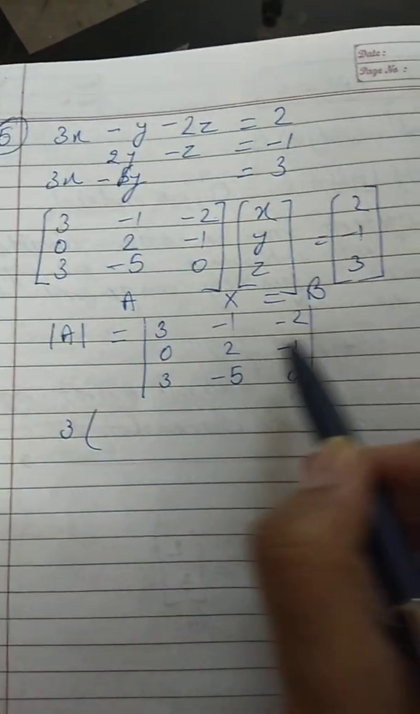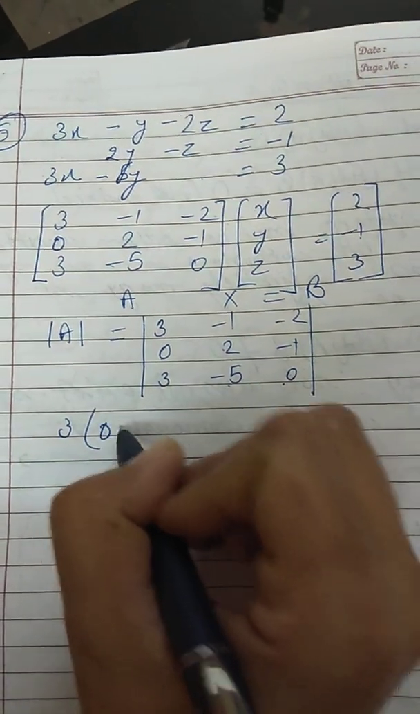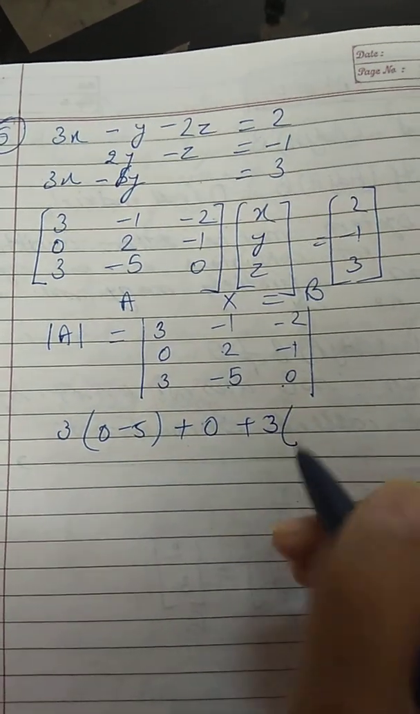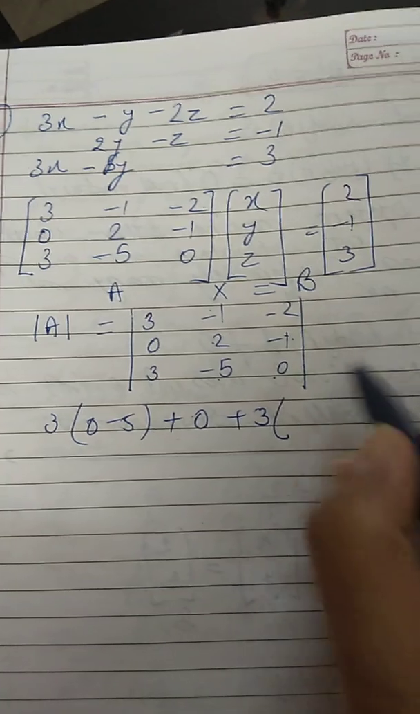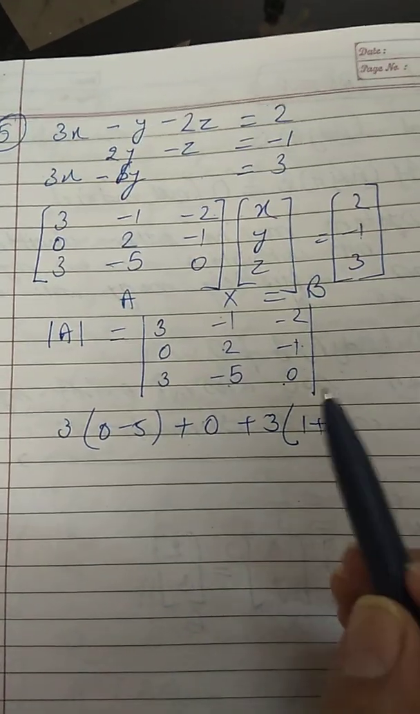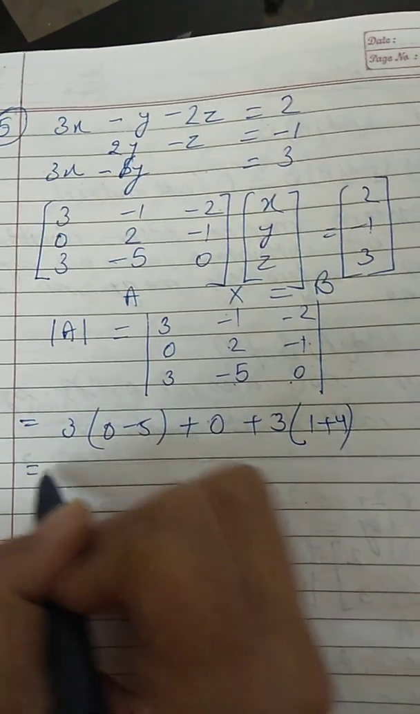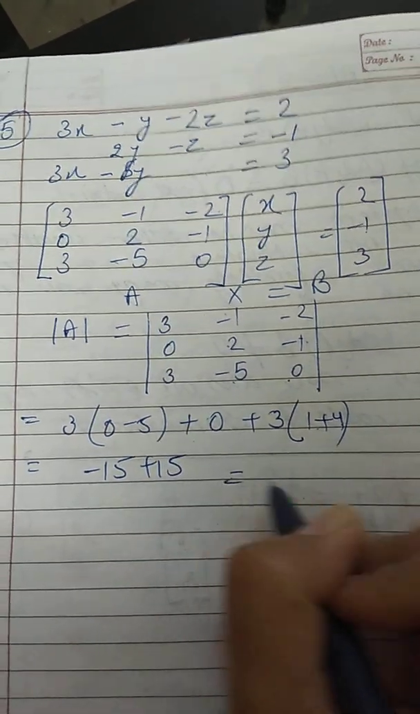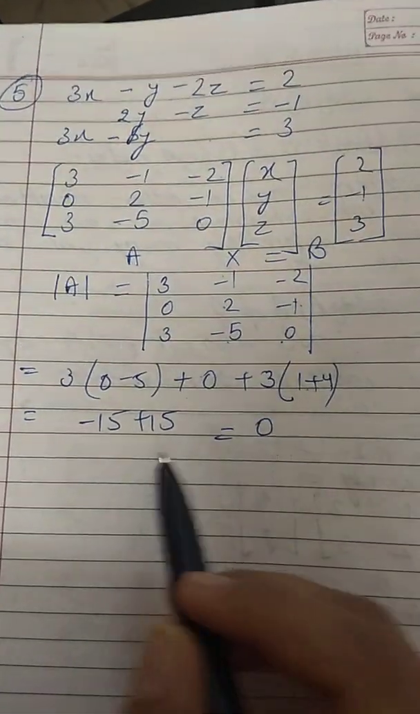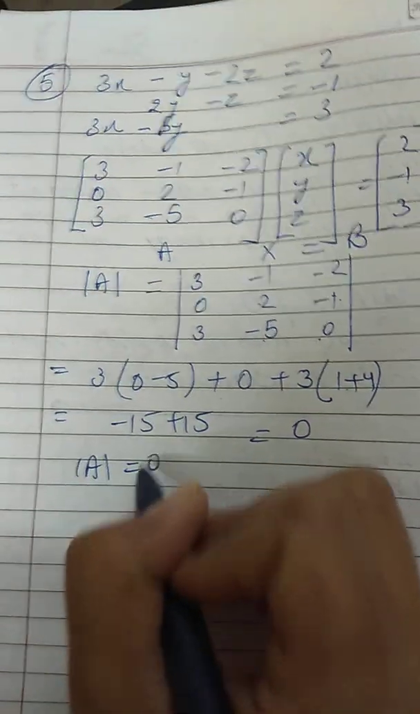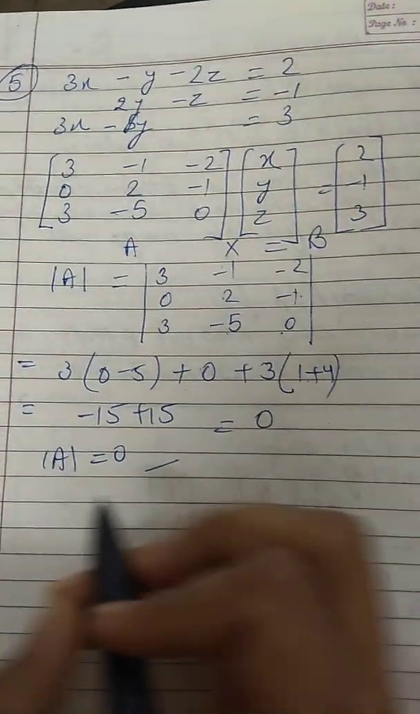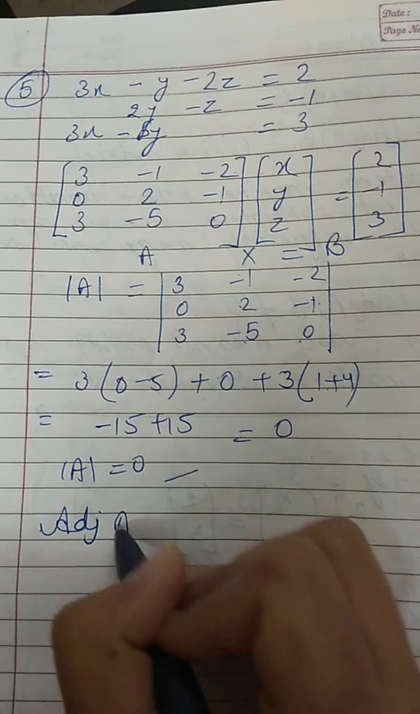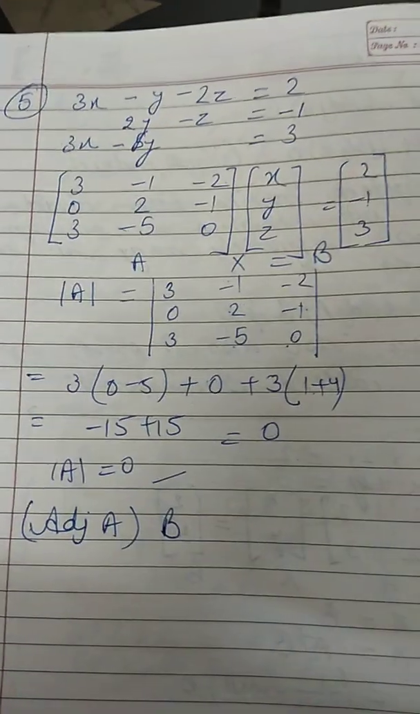So it will be 3 into 0 minus 5, right, plus 0 or minus 0 1 and the same thing. The next is 3 into 1 plus 4, right. So what is coming here? This is minus 15, 4 plus 1 5 plus 15. Okay, so we are getting here 0. Now A determinant is coming equal to 0. I cannot find A inverse. So what is the next thing to do? Now we will find adjoint A into B, right?